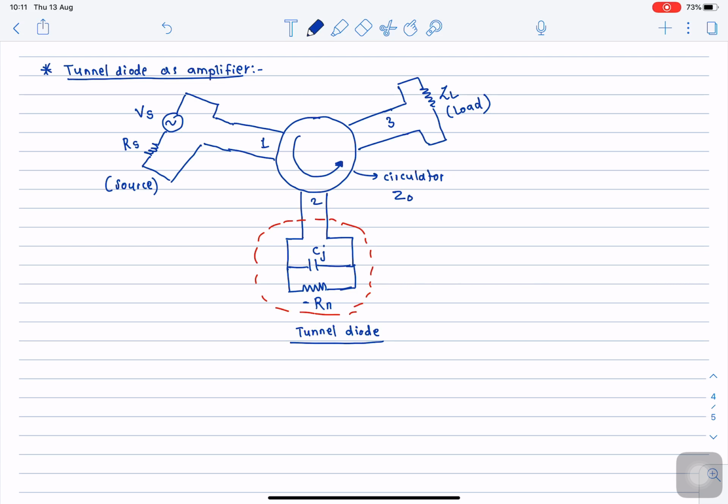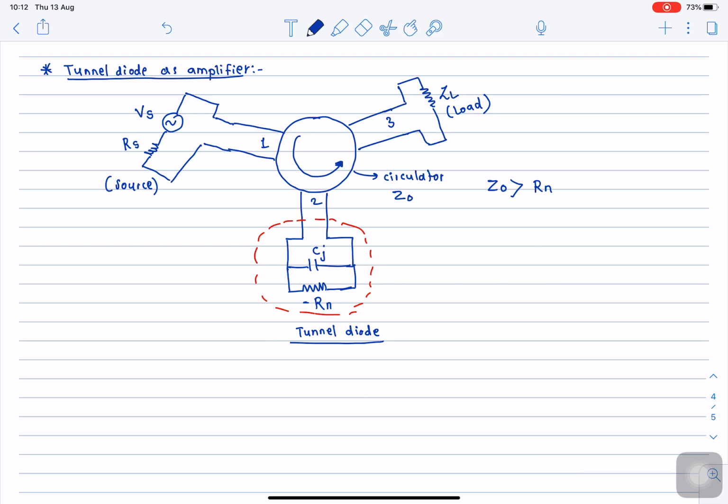We know that in order to make use of this tunnel diode as an amplifier, it should be biased such that it will operate in the negative resistance region. Once it starts operating in the negative resistance region, the characteristic impedance of the circulator must be kept greater than the diode's negative resistance. So here the characteristic impedance of the circulator, Z0, should be kept greater than the negative resistance of the tunnel diode. This condition we are going to maintain, and we are going to calculate the reflection.